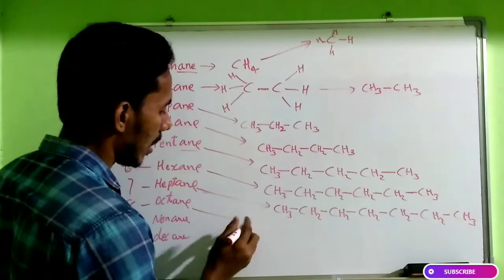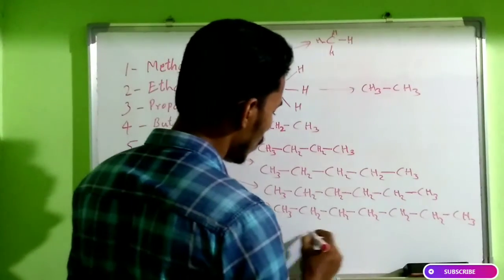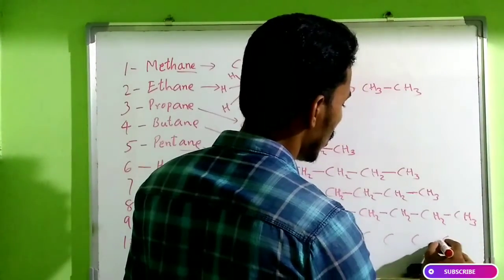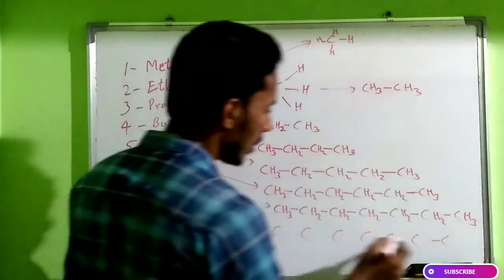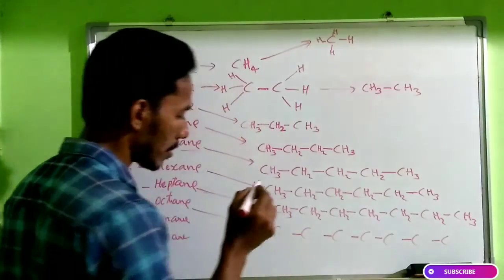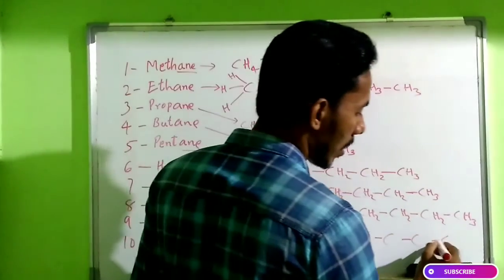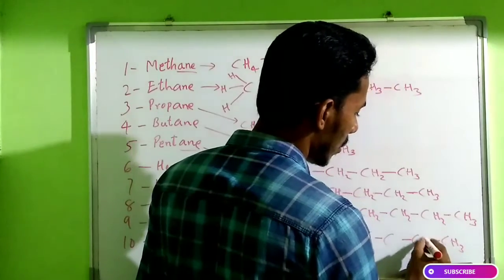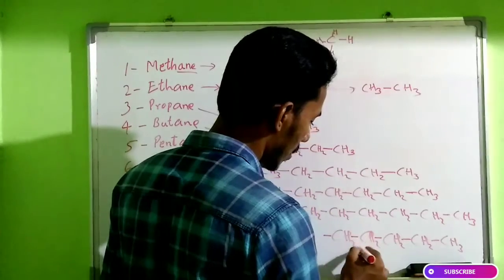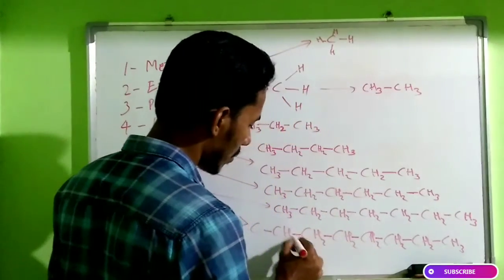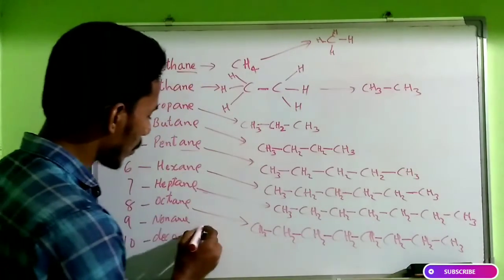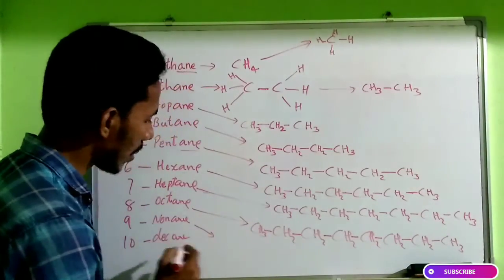Then octane. Octane means 8. 1, 2, 3, 4, 5, 6, 7, 8. ANE, only single bonds. Fill the other valency. 1 is here, H3 left. In the middle, 1, 1, 2 left. At the end, 3 left. CH3. This is octane.